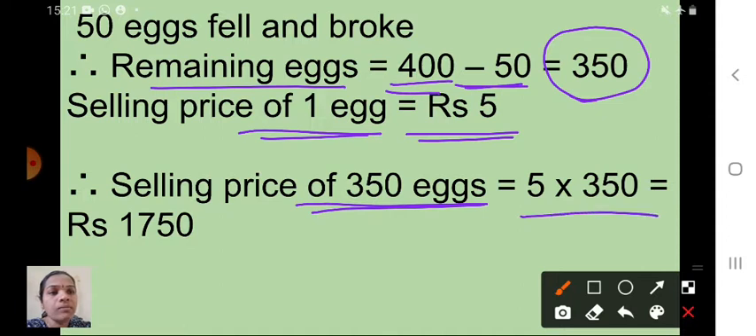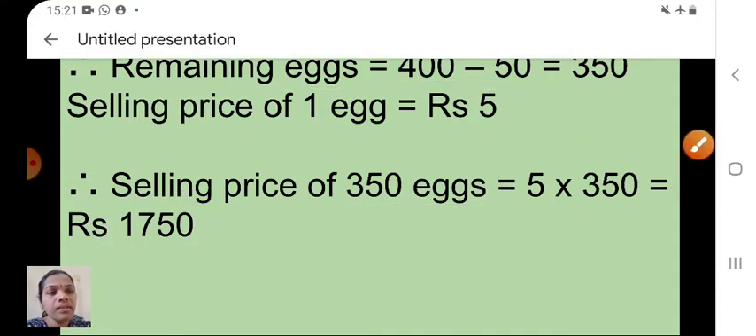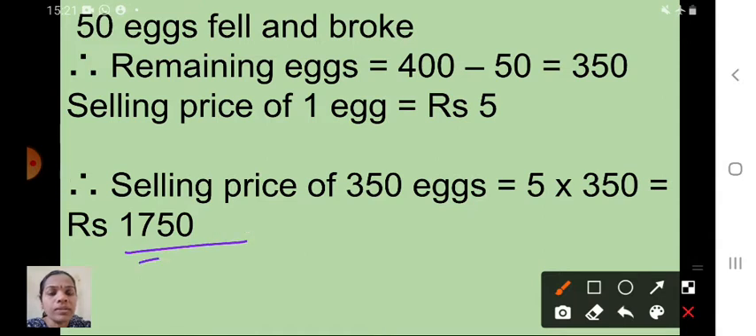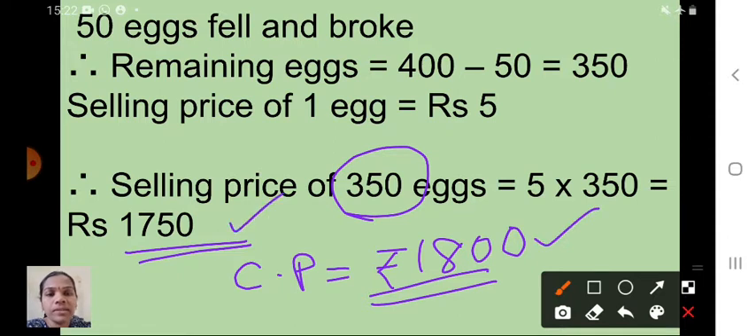So selling price of 350 eggs, how much we have to find? That means 5 into 350; here we have to multiply. If you multiply, you will get the answer 1750. Understood, children? So see here now, selling price of 350 eggs is equal to 1750 rupees. Total cost price is rupees 1800. So here cost price is this one, selling price is this one.